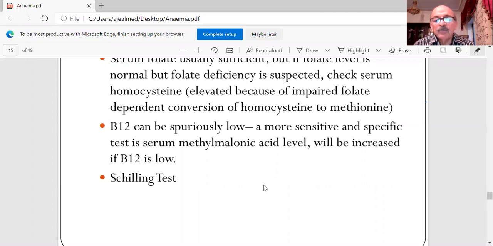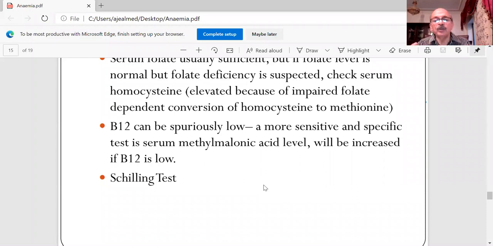Okay, B12, as I said earlier, is stored in the liver, and there is at least 3 milligrams of B12 in a normal liver. And if you take the daily requirement of B12 to be probably 4 to 7 micrograms per day, okay, then a patient can go for 2 or 3 years without B12 before developing B12 deficiency, okay?